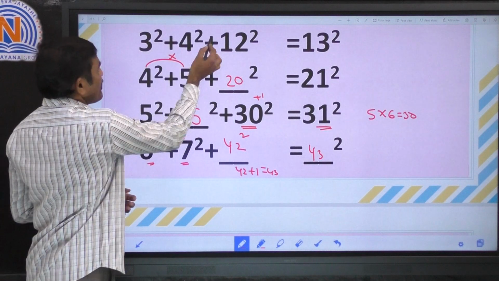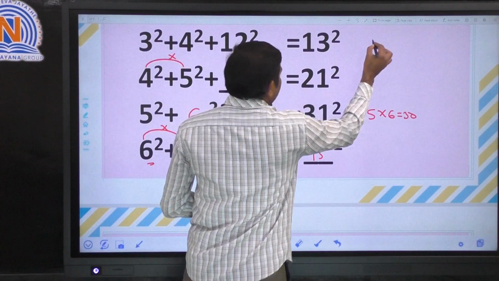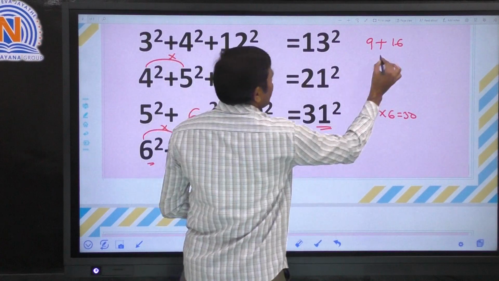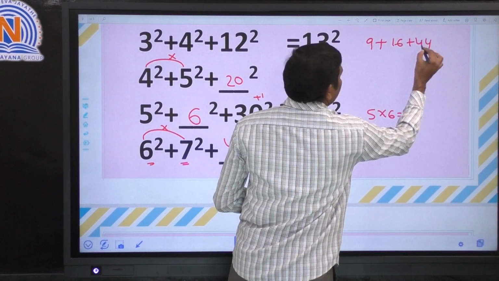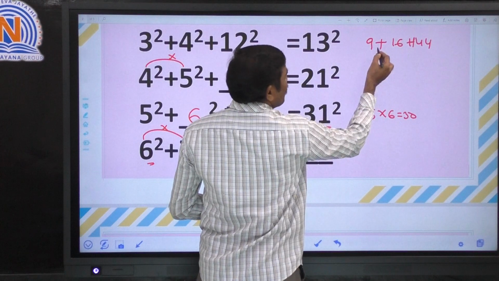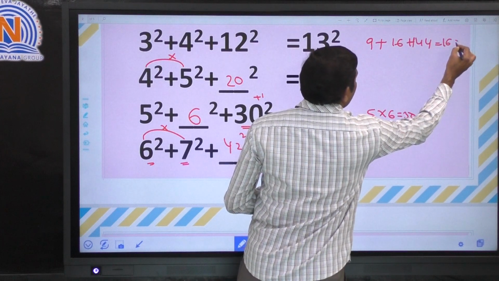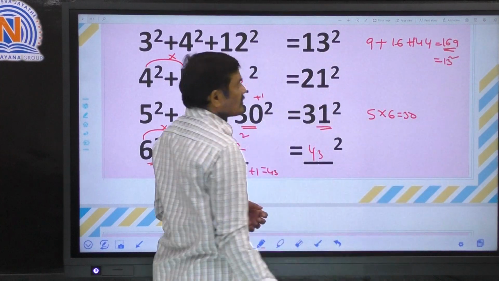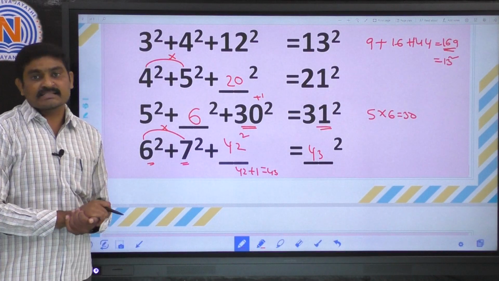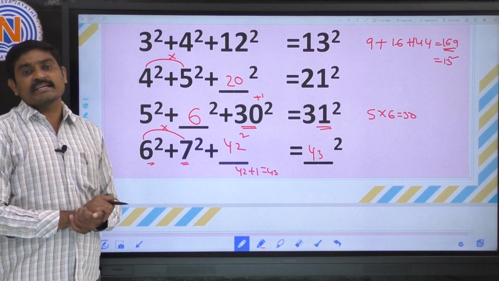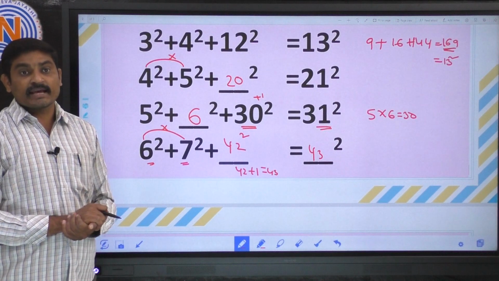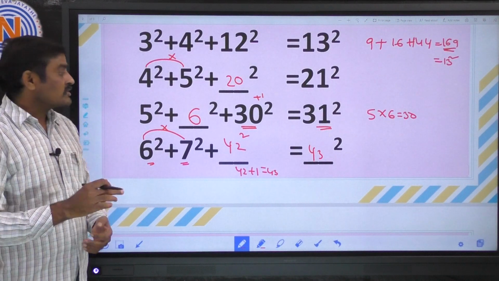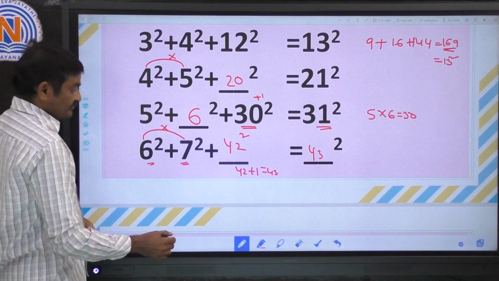For example, 3 square plus 4 square. 3 square is 9 and 4 square is 16, plus 12 square is 144. Okay, 144 plus 25 is 169. 169 can be written as 13 square, which is equal to 13 square. So we follow all the patterns in the same way, and we will get equalities. Okay, in this way we can complete the fill in the blanks. Okay, so let us move on to the next question.